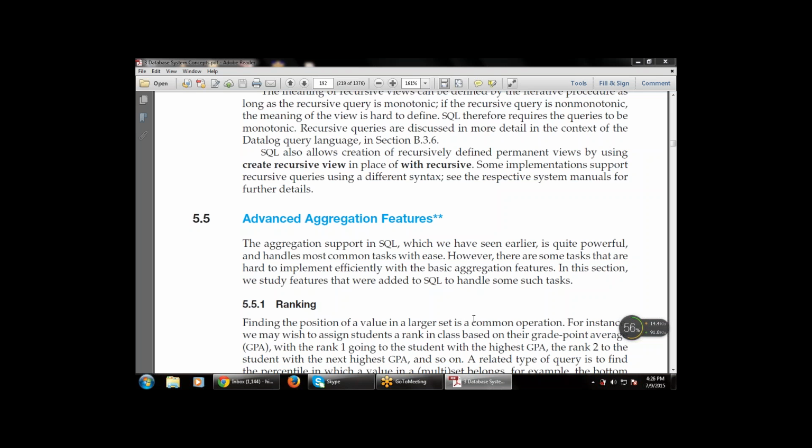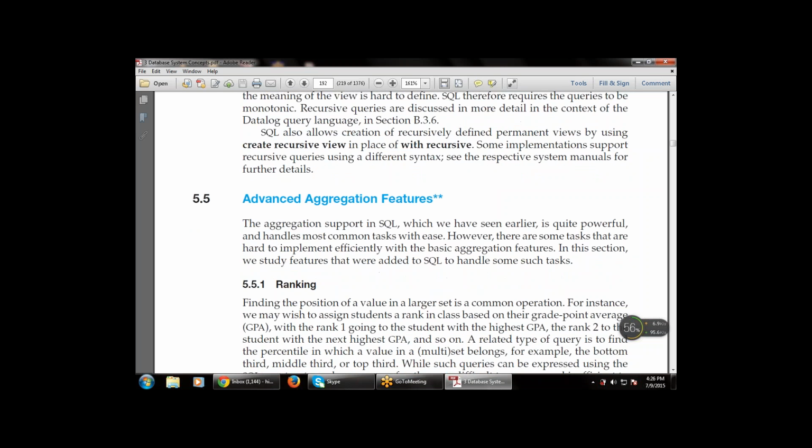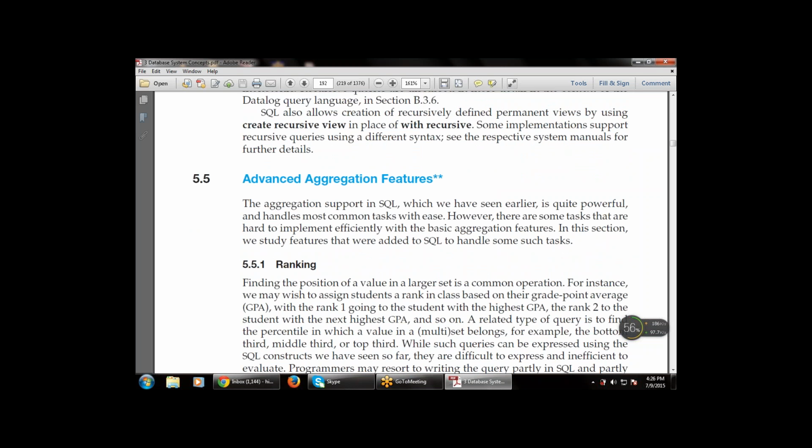So let's start with the previous class session. What we have covered in the last class: in the last class, we covered the last few topics of chapter number 5, that is, advanced aggregation features. What are the various advanced features that are available in advanced SQL? That is the advanced aggregation feature.